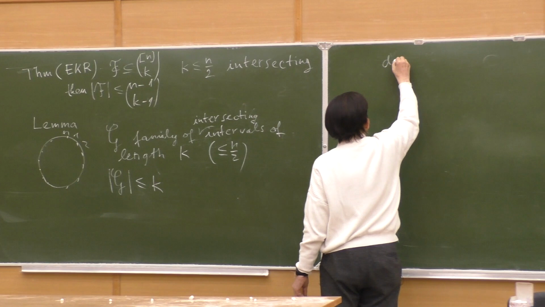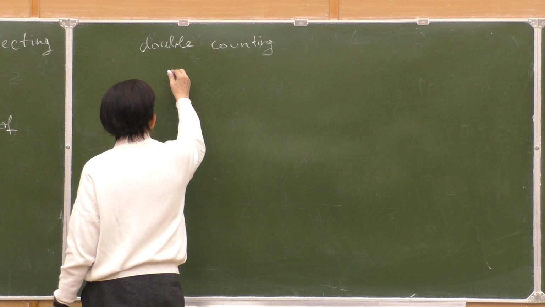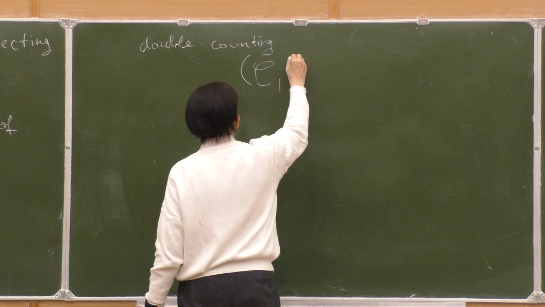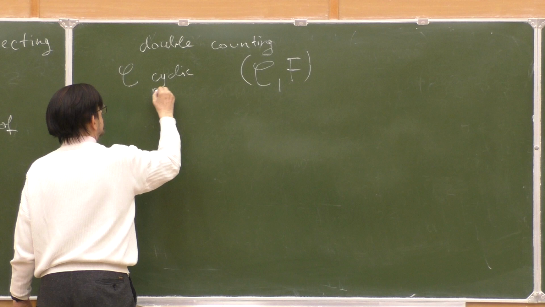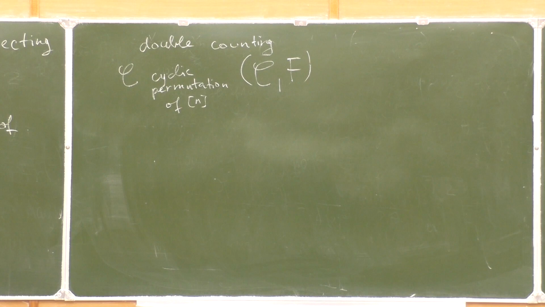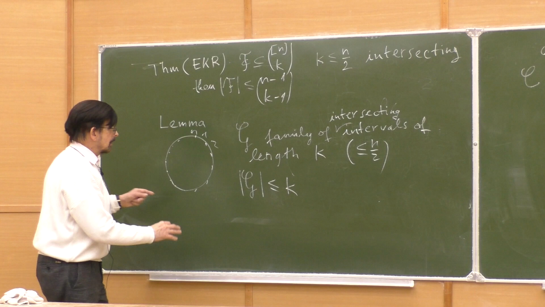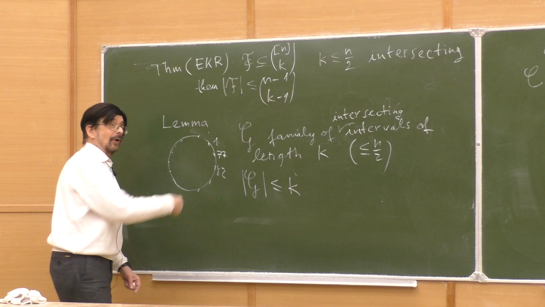Double counting. We consider pairs C and F, where C is a cyclic permutation of n. So here I made this order 1, 2, 3, but now we will take all possible orderings. So mix them: 177, 82, and so on. So this is an element of C.